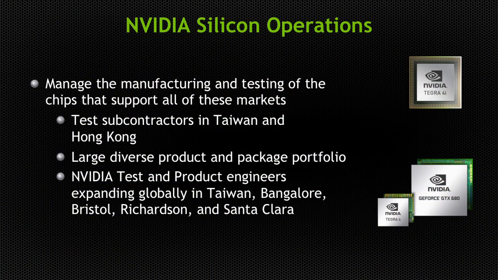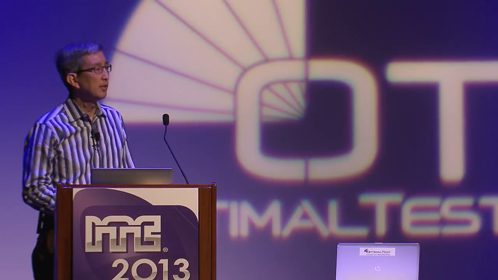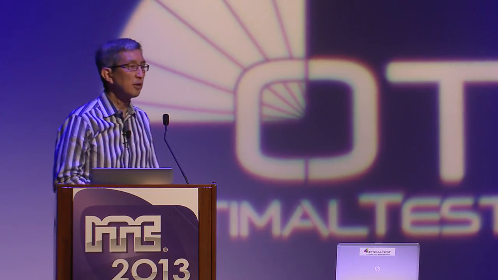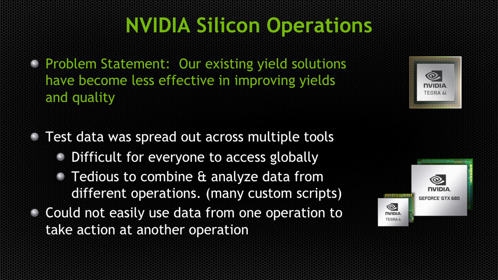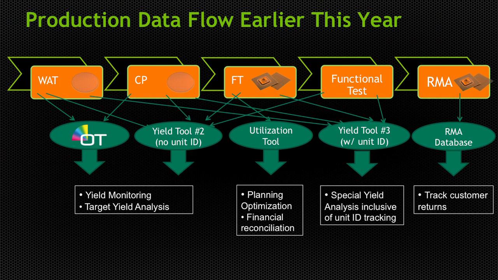As a fabless semiconductor company, our Silicon Operations Department manages the manufacturing and testing of the chips that are used in all of these diverse markets. So one thing within this environment, a problem is starting to emerge. Our traditional yield solutions have become much less effective in improving yields and quality. The top row is our typical manufacturing test flow. Let's focus on the OptimalTest used at WAT and CP.